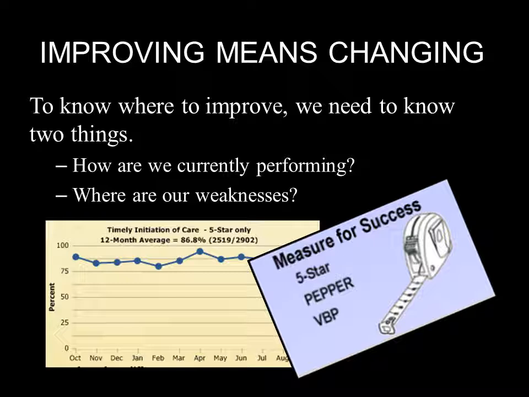Obviously, to improve, you need to make changes. The tools in HomeHealthGold are designed to not only give you clear access to your measurable data, but to also indicate where within your organization you can best focus your efforts in order to change.